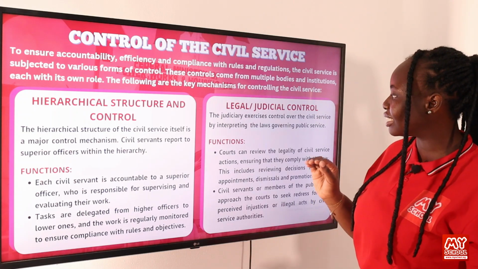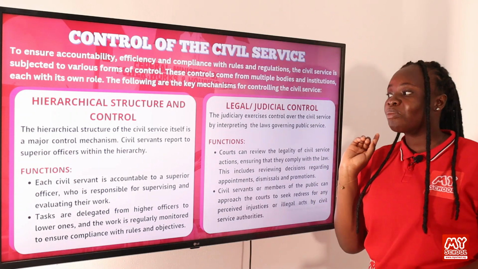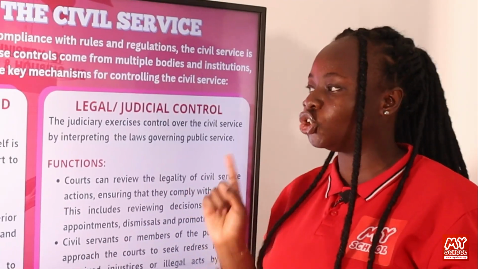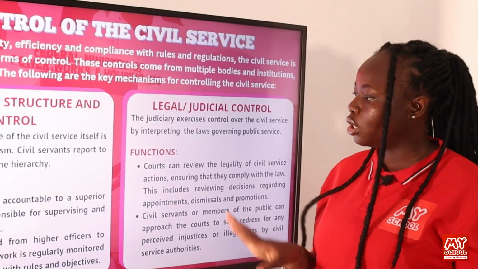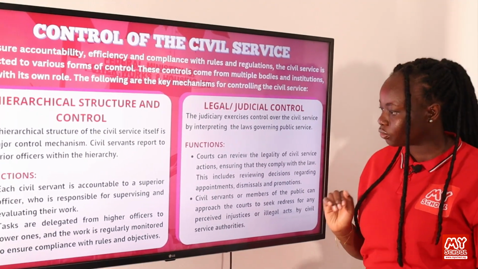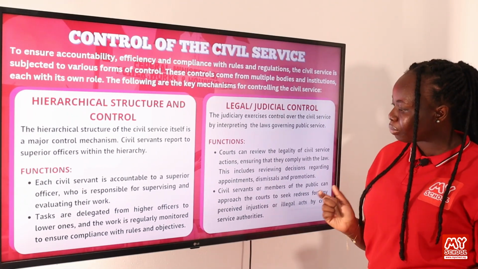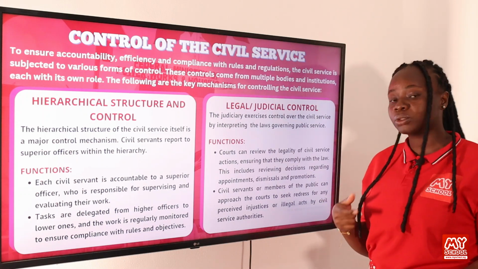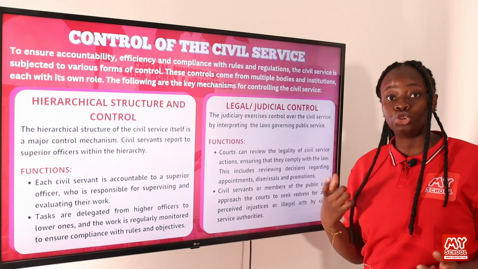Now, another method of control is through legal or judicial control. The judiciary exercises control over the civil service by interpreting the laws governing public service. This is another method of checks and balances, the judiciary checking on the executive. Courts can review the legality of civil service actions, ensuring that they comply with the law. This includes reviewing decisions regarding appointments, dismissals, and promotion. This is what is called judicial review.